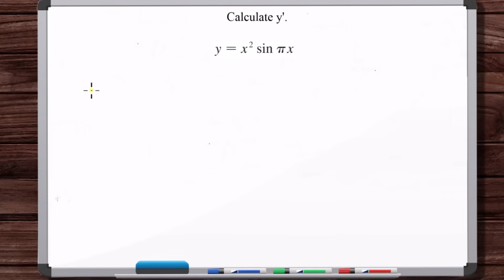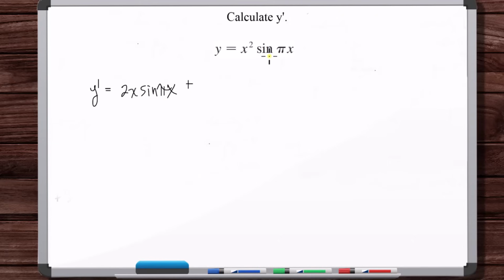Okay, product rule. Here's one function of x. Here's another function of x. Derivative of the first, 2x, times the second, plus the derivative of the second.